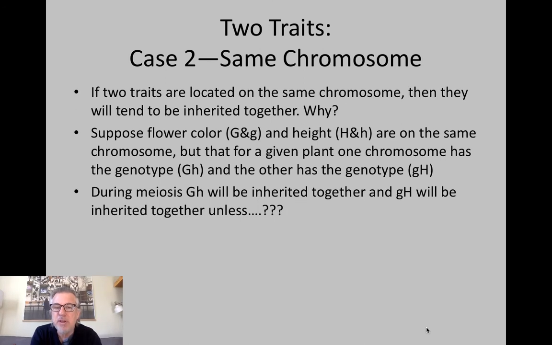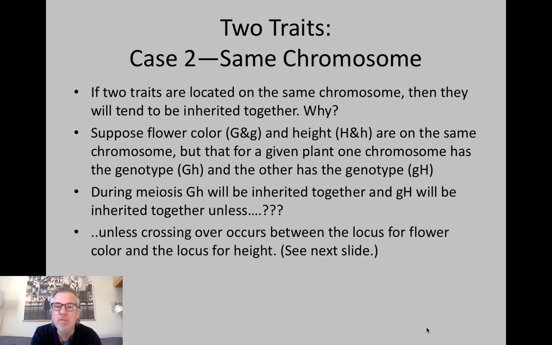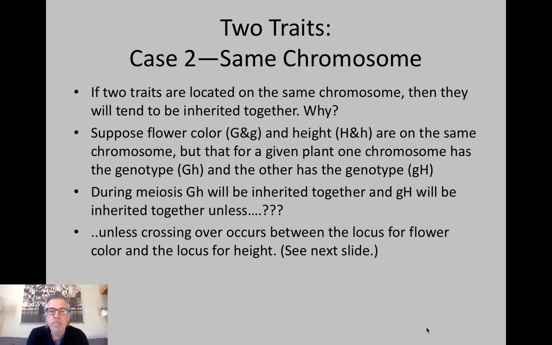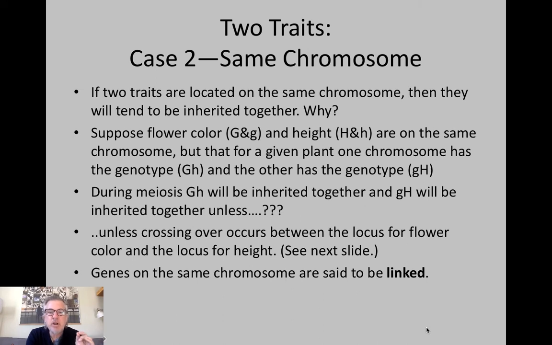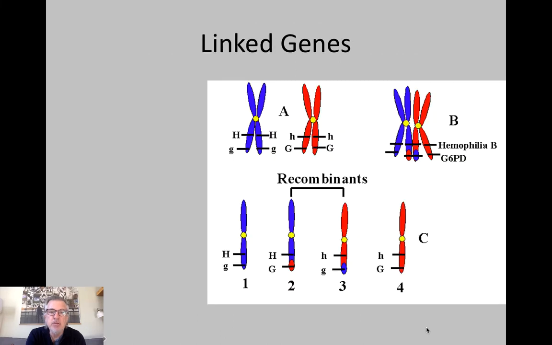Right, some of you have figured this out. Unless crossing over occurs between the locus for flower color and the locus for height. So we're going to take a look at this exact problem in a second. But before we do that, genes that occur on the same chromosome are said to be linked for this reason. So let's take a look.